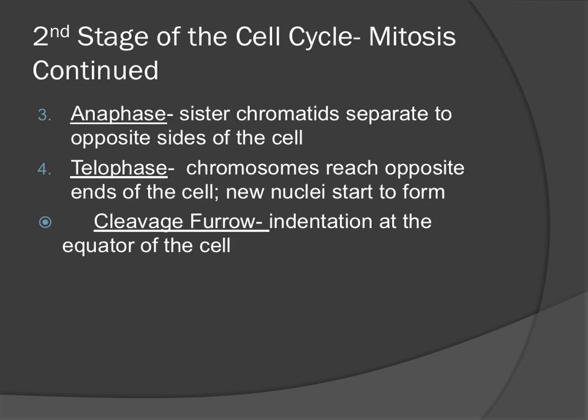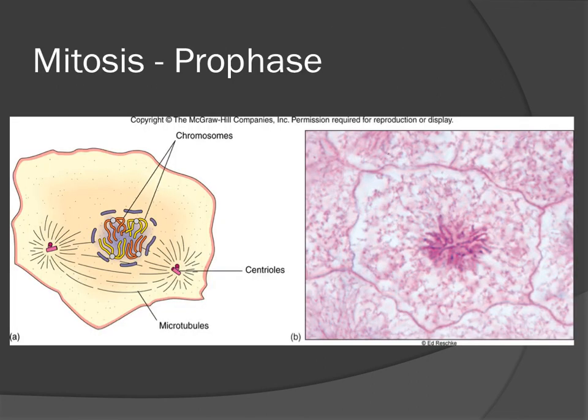Anaphase is where the sister chromatids separate to opposite sides of the cell. And then telophase is where the chromosomes reach opposite ends of the cell and new nuclei start to form. And you'll see the cleavage furrow in telophase, and that's the indentation at the equator of the cell. So here's a picture of prophase. Again, all the chromosomes have already been replicated in interphase, and they're starting to separate here in prophase.